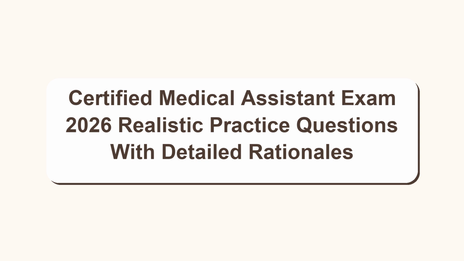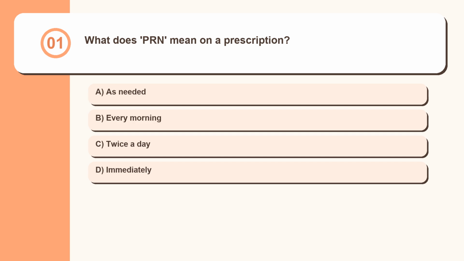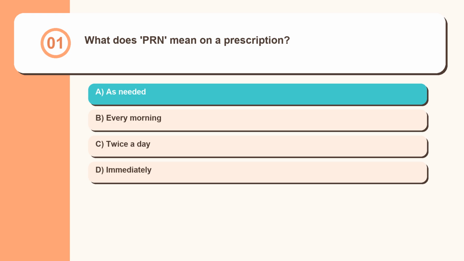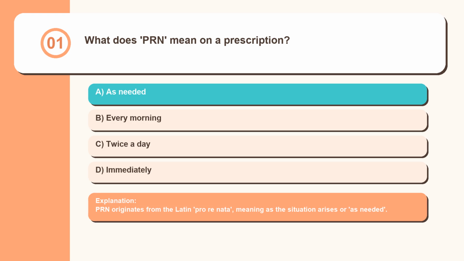Certified Medical Assistant Exam 2026 Realistic Practice Questions with Detailed Rationales. Question 1. What does PRN mean on a prescription? As needed. Every morning. Twice a day. Immediately. PRN originates from the Latin pro re nata, meaning as the situation arises or as needed.